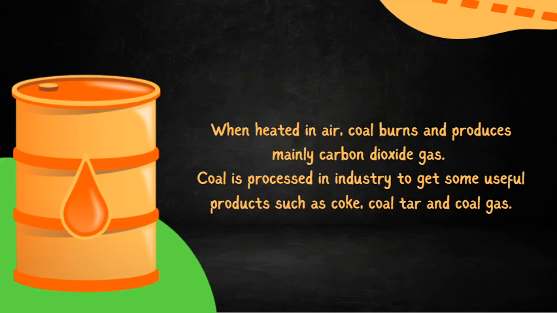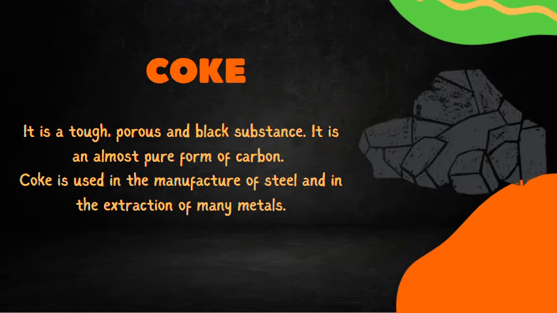When heated in air, coal burns and produces mainly carbon dioxide gas. Coal is processed in industry to get some of the most useful products such as coke, coal tar, coal gas, etc. Coke, the first one. Coke is tough, porous, and is a black substance. It is almost the pure form of carbon, and it is used in the manufacture of steel and in the extraction of many metals.